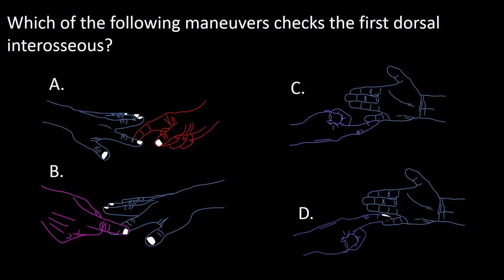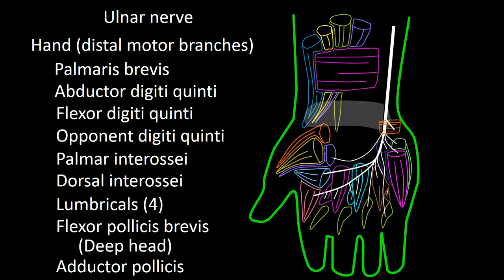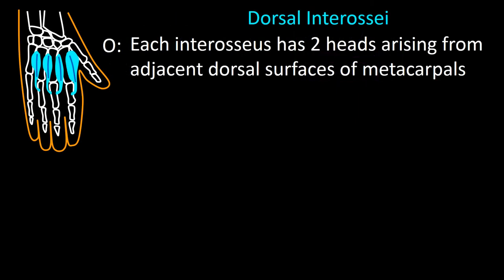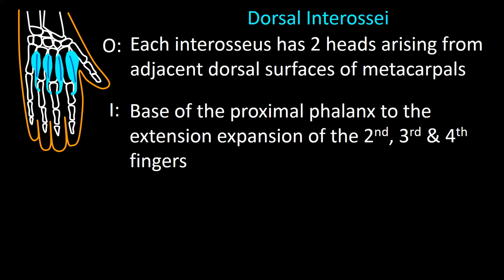Next question. Which of the following maneuvers check the first dorsal interosseus? A, B, C, or D? The ulnar hand innervated muscles are listed in this frame. Among them are the dorsal interossei. The dorsal interossei originate from the adjacent dorsal surface of the metacarpal bones, inserting at the base of the proximal phalanx to the extension of the second, third, and fourth fingers. I remember that two interossei insert in the middle finger because the word middle has two D's.